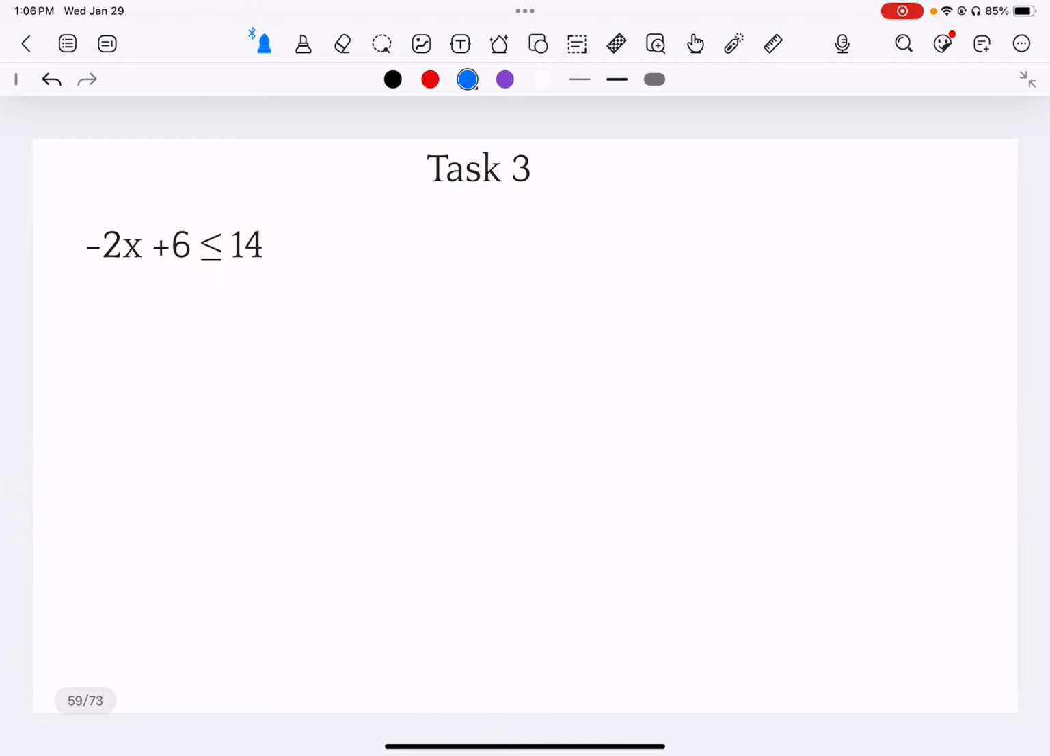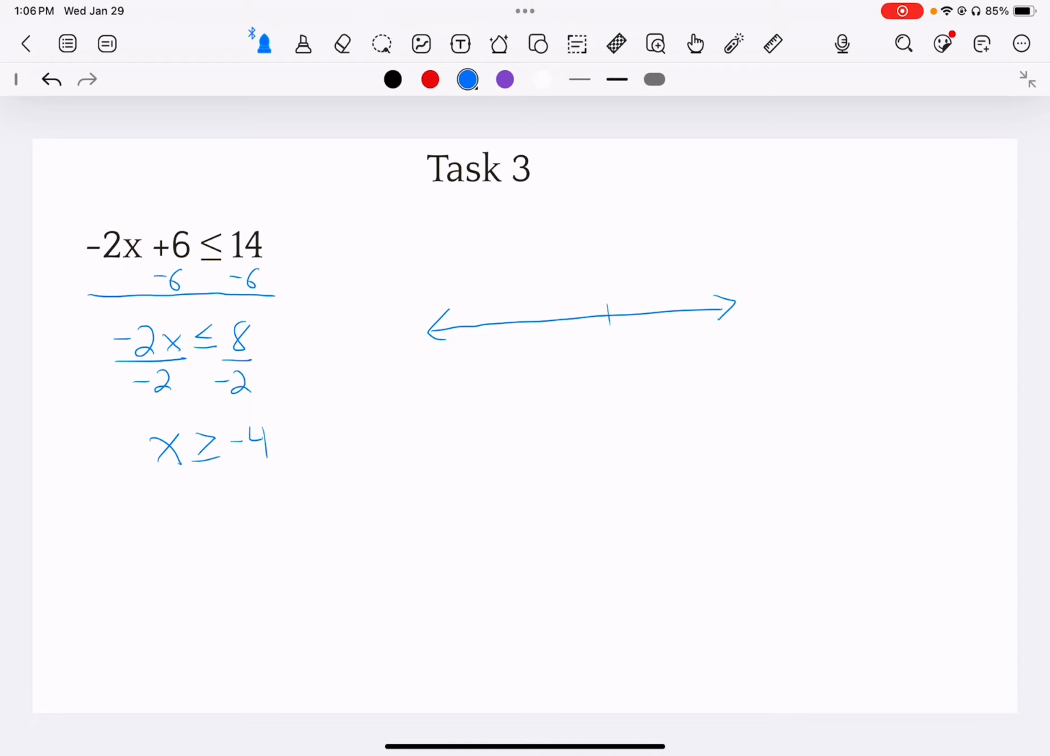Solve and graph this inequality. I'm going to start by subtracting 6 from both sides. I'm left with negative 2x is less than or equal to now 14 minus 6, which is 8. I'm going to divide both sides by -2. And since I divided both sides by a negative number, I have to remember to flip my sign. So it's x is greater than or equal to -4.